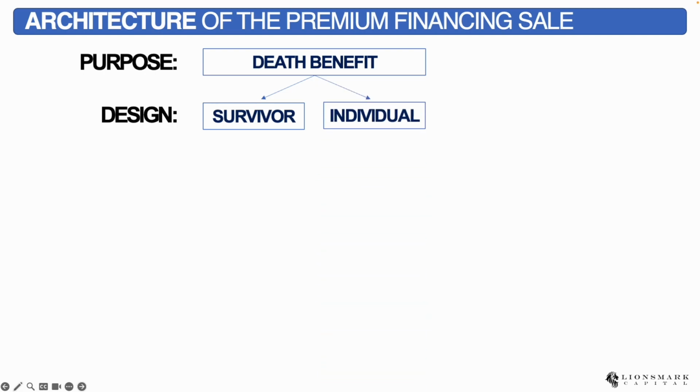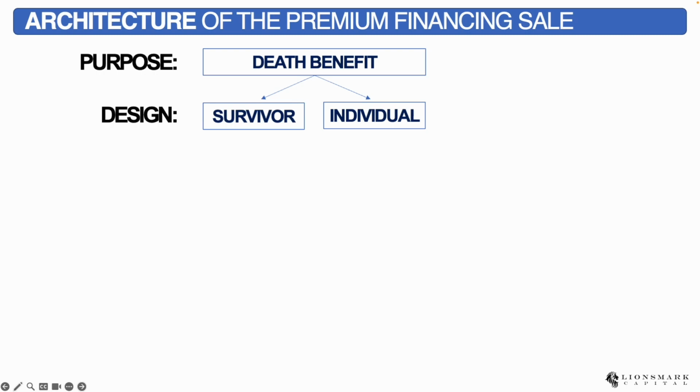So as an example, if the client is wanting to put the policy in place to provide the liquidity that Generation 2 is going to need to pay the estate taxes, typically it's going to make more sense for the policy to be a survivorship policy where you're insuring two bodies instead of one, usually husband and wife. The reason is that the cost of insurance is much less. They're going to get a lot more bang for their buck out of a survivorship policy than an individual policy.